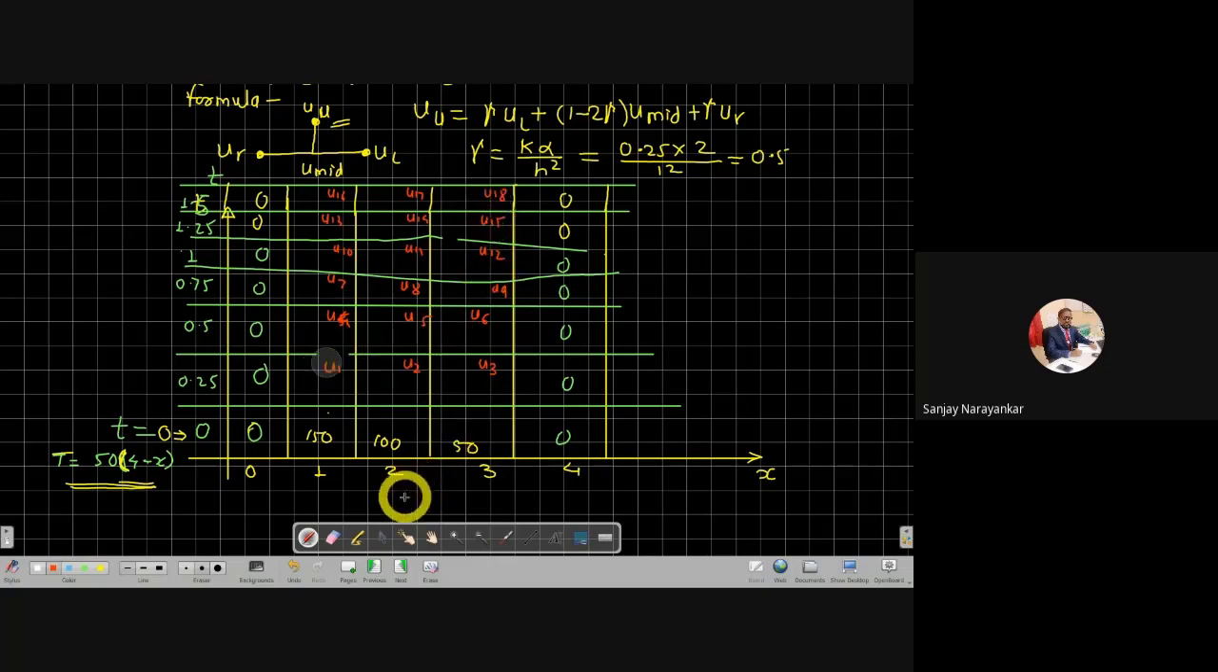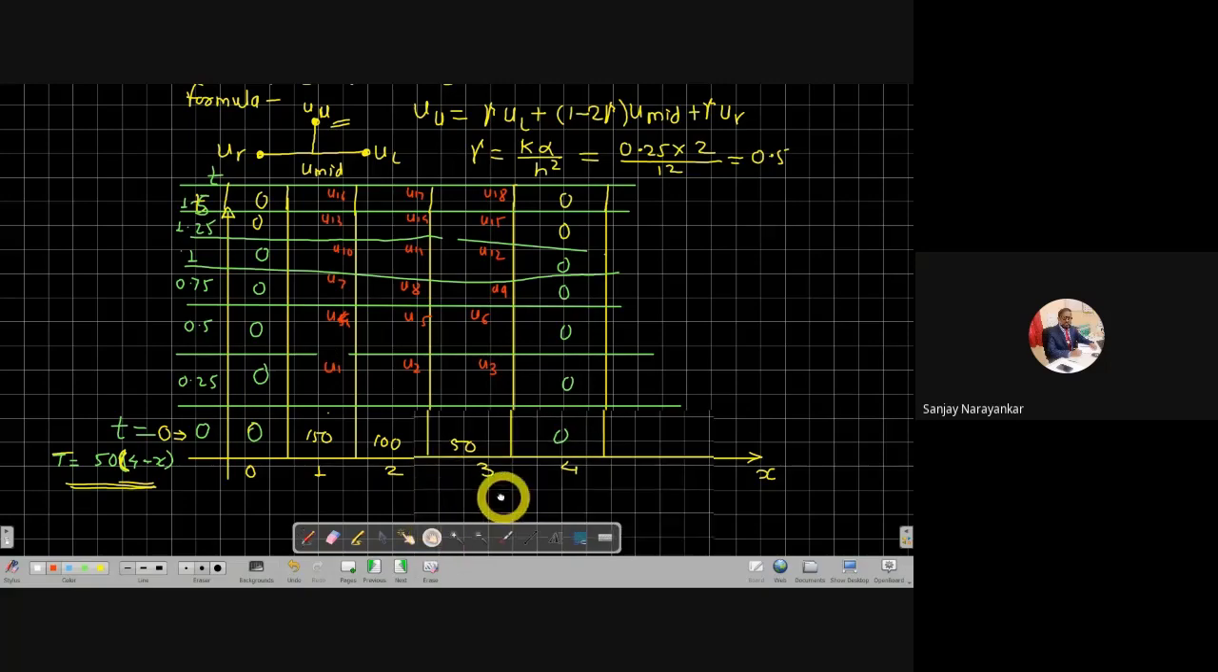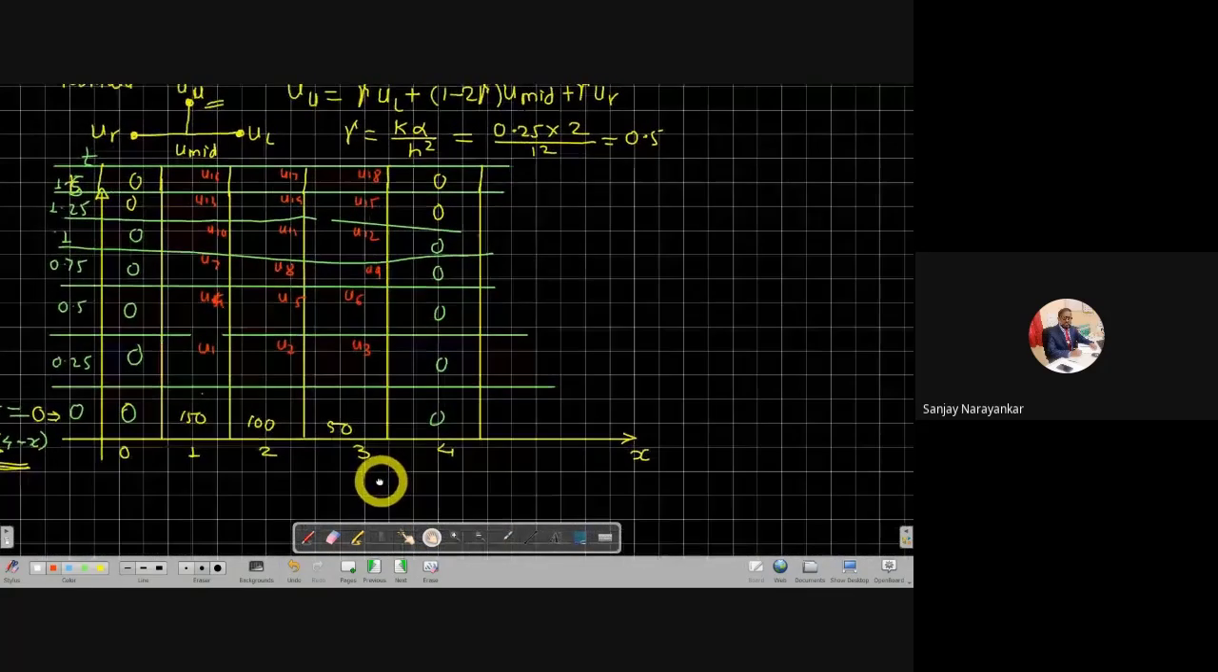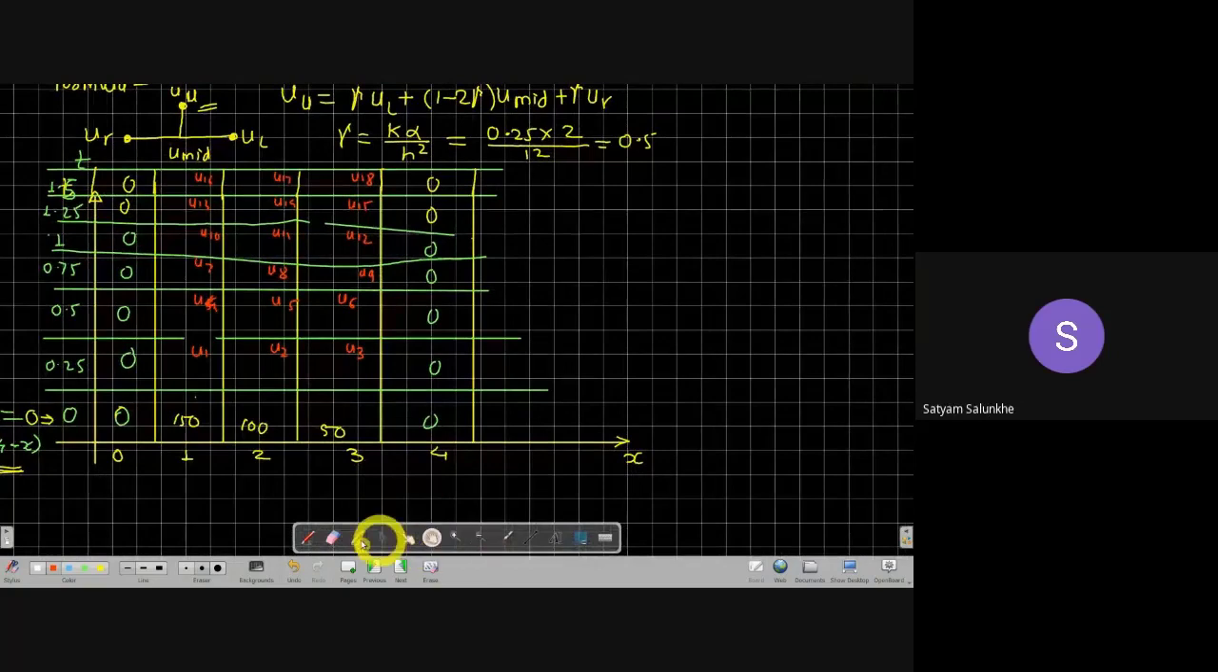So how to calculate these values? Friends, how to calculate these values? You have to use the inverted T. So how to use that inverted T? We have to find out U1. Draw a vertical line and find the associated nearby values. This value becomes your mid value, this is left, and this is right.